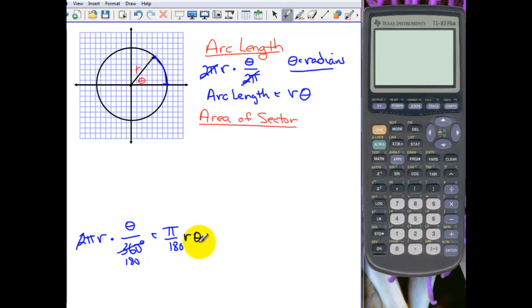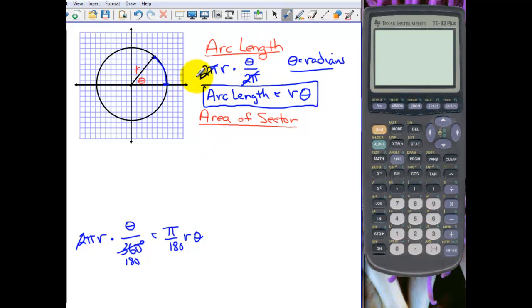Now we could use this if theta was in degrees, but normally the way we do it is we would use the pi over 180 to convert degrees to radians and then use our formula. So this is the formula that we want to use for arc length, and just again remember that theta is in radians.